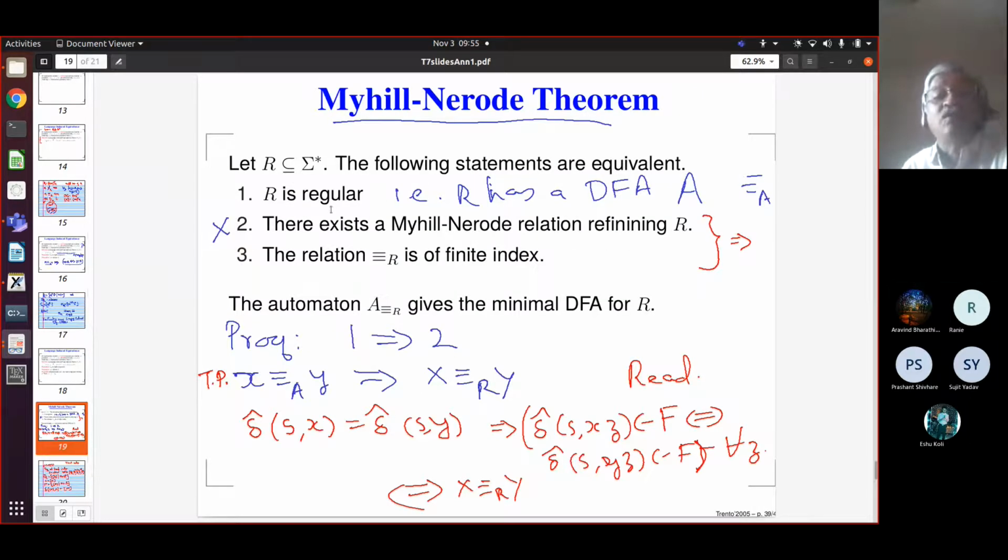So for the Myhill-Nerode theorem, we will not do the middle one. We will just know that a language is regular, that is it has a DFA, if and only if this language induced equivalence has got finitely many equivalence classes. The index of an equivalence relation is the number of its equivalence classes. So this is the theorem.